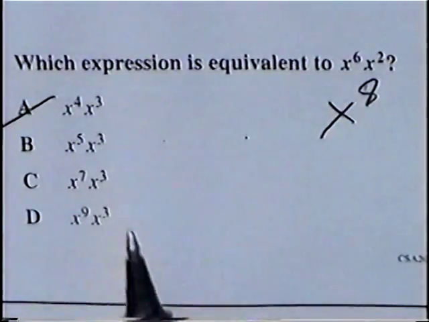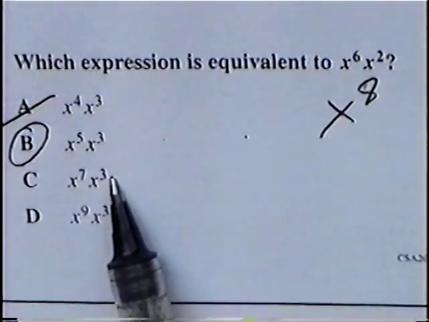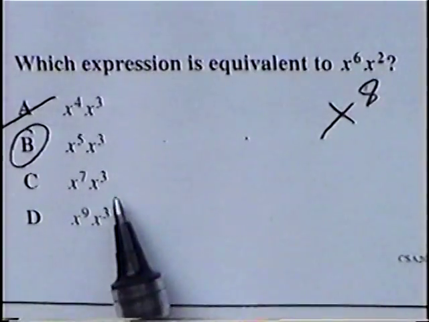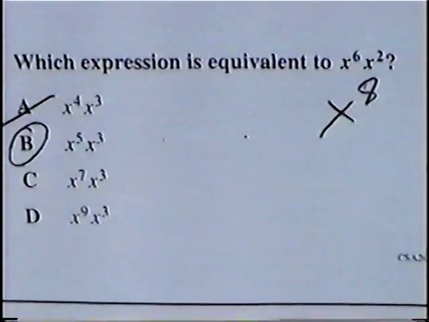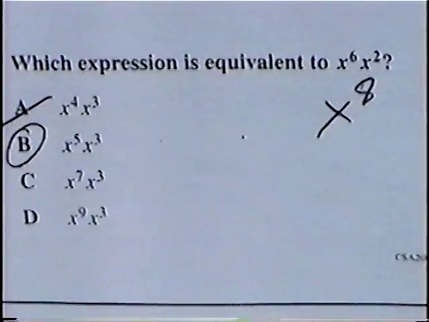Letter B, adding the exponents, the correct answer would also be x to the 8th. And C and D would be incorrect, since we'd have 10 x's and 12 x's, which would be x to the 10th and x to the 12th. The correct answer, B, x to the 5th, x to the 3rd, is the same as x to the 8th.